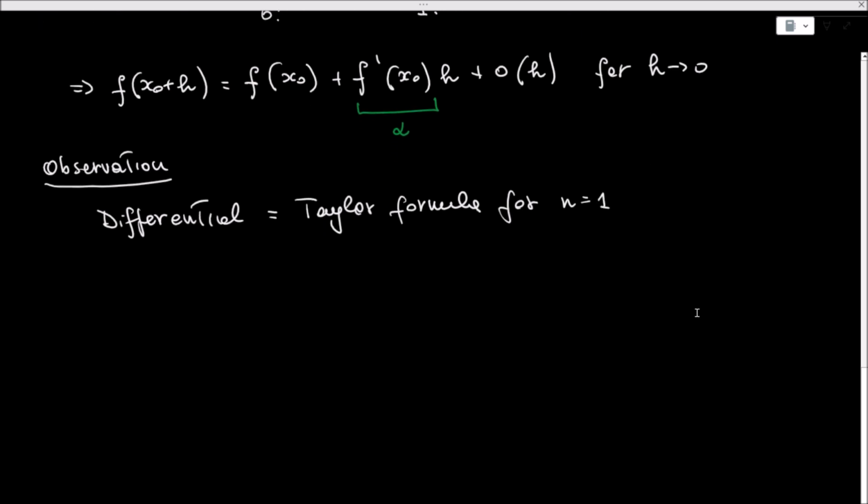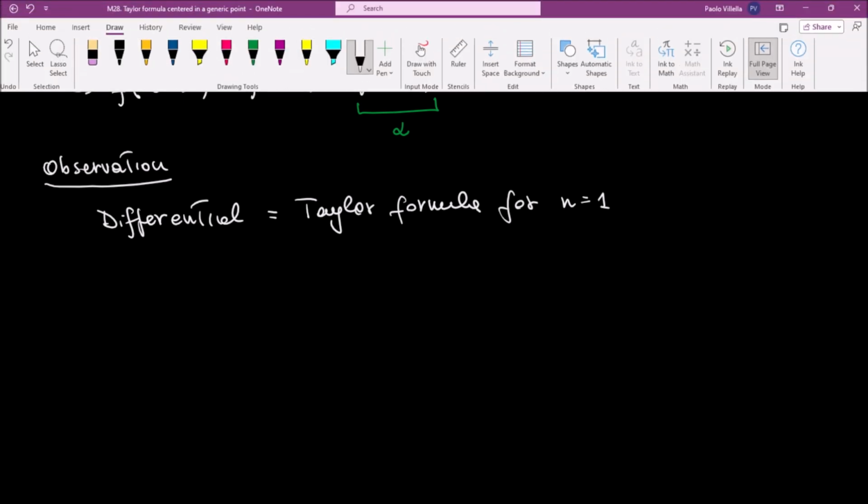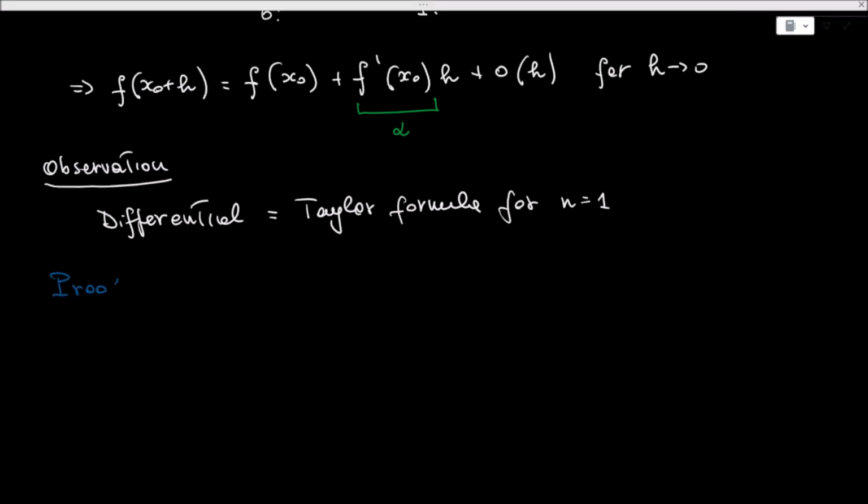Now I will provide a derivation of the Taylor formula centered at the generic point x naught from the formula that we presented last time, the Taylor formula centered at the origin. Okay, so by just setting f of x naught plus h, notice that the argument of f is x naught plus h, but only h is a variable, right? So x naught is just a given number. So we can consider this to be a new function g of the only variable h.